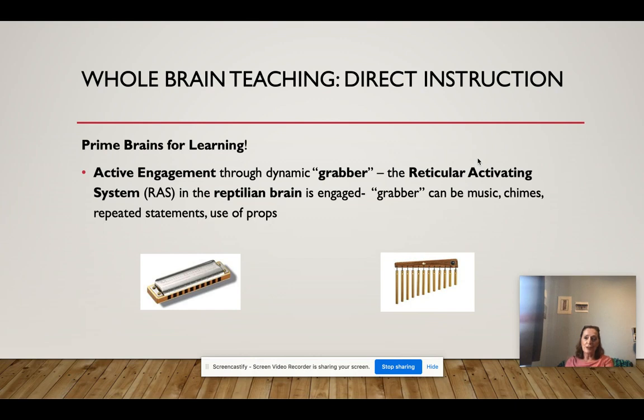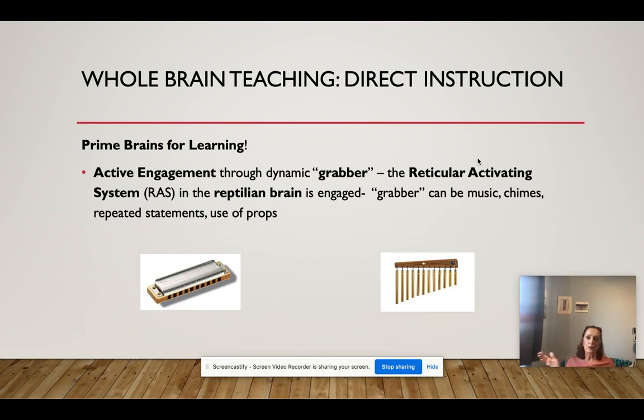So, direct instruction. We have to do direct instruction always, but part of whole brain teaching is doing the grabber, right? Having active engagement by grabbing that reticular activating system in a way that will make the student's brain hooked in and want to learn. So that lower brain, that reticular activating system, is engaged with a grabber. I've given you two here, a harmonica and chimes.